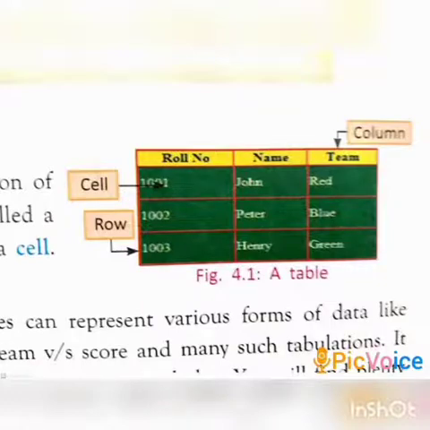The intersection of a row and column is called a cell. C-E-L-L, cell. Every cell of the table contains data. To summarize: a table consists of rows and columns. The vertical division of a table is called a column and the horizontal division is called a row. The intersection of a row and a column is called a cell. Every cell of the table contains data.